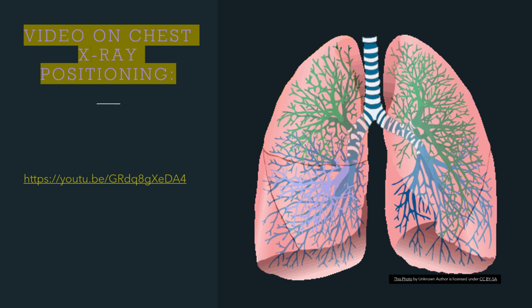I also have an image of the right lung and the left lung, which is of primary importance. Both lungs are of primary importance when it comes to chest radiography. There are 3 lobes to the right, 1, 2, and 3, and 2 lobes to the left, here and here. And we have the trachea, which bifurcates here at the carina into the right and left mainstem bronchus.